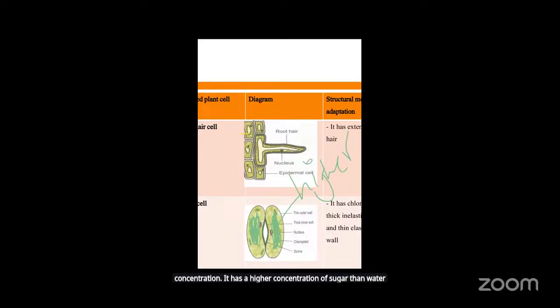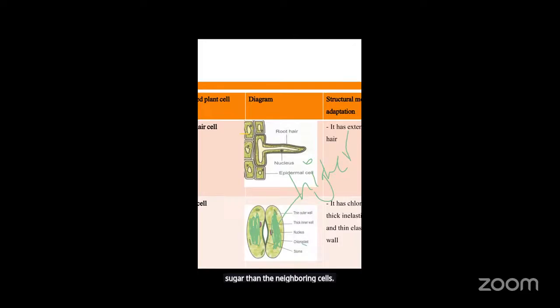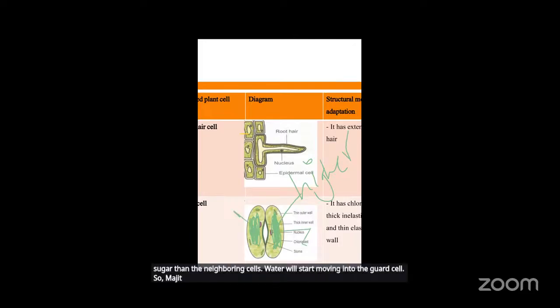The consequence of the guard cell having more sugar than the neighboring cells is that water will start moving into the guard cell. So maji itatoka kwa neighboring cells ianze kuingia kwa guard cell. When water gets inside the guard cell, it causes the guard cell to start swelling. Ni kama balloon. Ukipuliza balloon venye inafura, so the guard cell will start swelling. Why? Because water is moving from the neighboring cells into the guard cell.